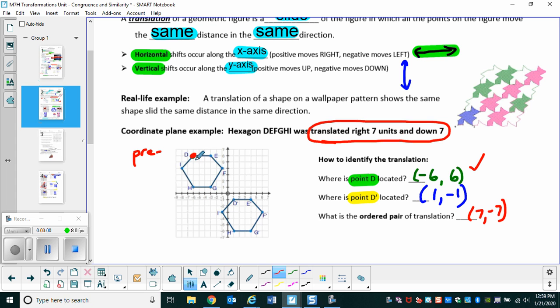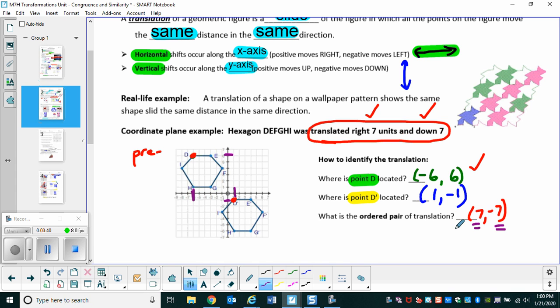Now, it moved to 1, -1. It is currently right here at 1, -1. So how did it get there? How did it go from here to here? Now, of course, if you have the picture, you can count over 7, down 7, which is what it said to do. But if you don't have the picture, you can use the ordered pairs. Folks, what would you have to do to get from a -6 to a 1? To get from -6 to 1, you move right 7. And to get from this +6 up here down to -1, you would move down 7.